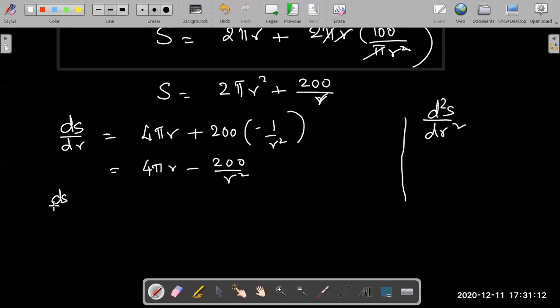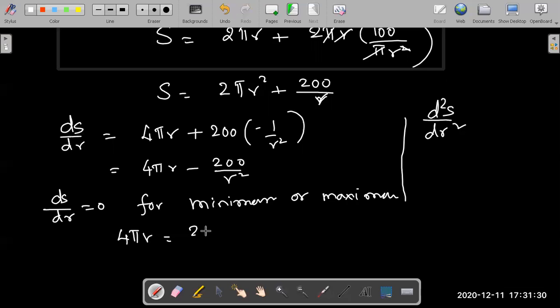So dS/dr has to be 0 for minimum or maximum. So we equate this to 0. That means 4πr equals 200 by r². So we'll get r³ equal to 200 by 4π. So this is the r value.